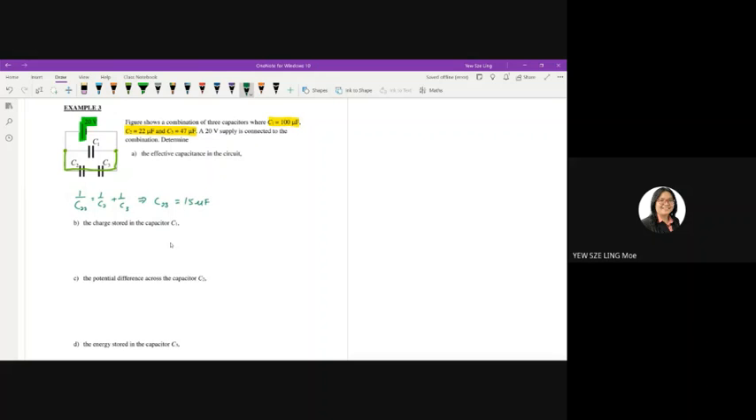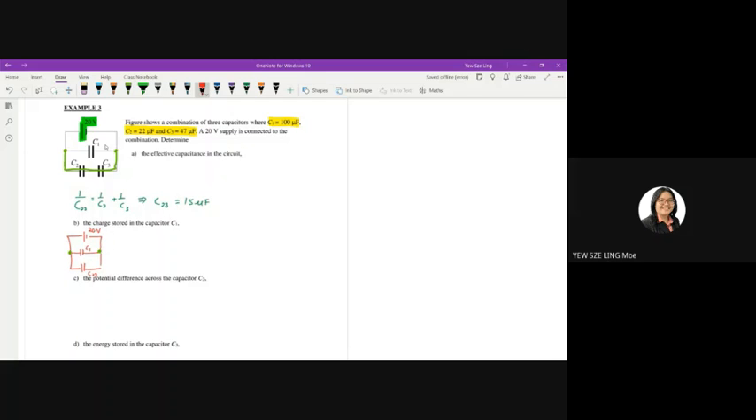Okay, 15 microfarad. So after you simplify the circuit, you will obtain a diagram that looks like this. Power supply, and then here is your C1, and then here is your C23. Okay, C23. So this is your 20 volt. So C1 and C23, you're still looking at the same junction. But now what you want to do is combine these 2 paths.